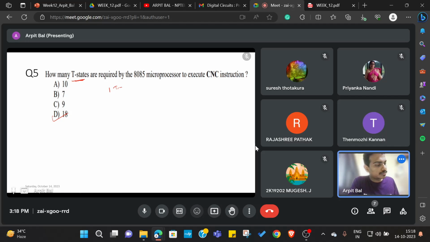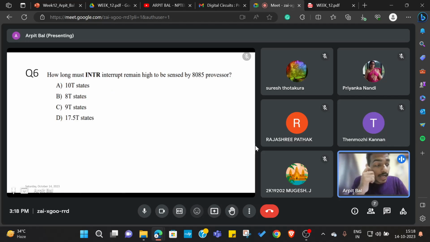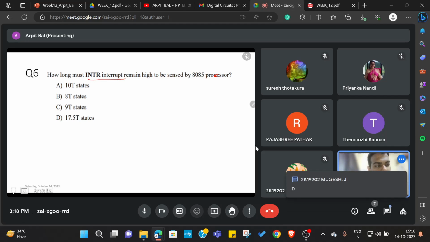Okay, how long must the INTR interrupt remain high to be sensed by the 8085 processor? 17.5 T states. Correct. The INTR interrupt must remain active long enough to allow for the longest instruction, and as we saw, the longest instruction was the call instruction, which requires 18 T states. So it has to stay active for at least 17.5 T states. Okay, so 17.5 T states is the answer.